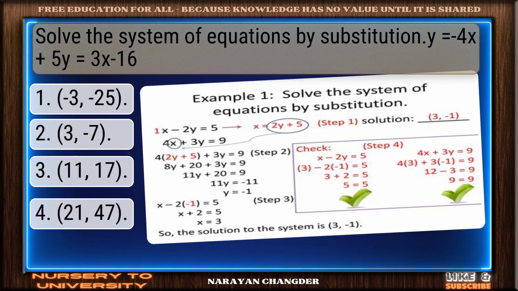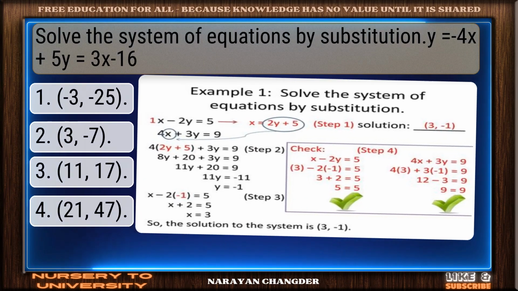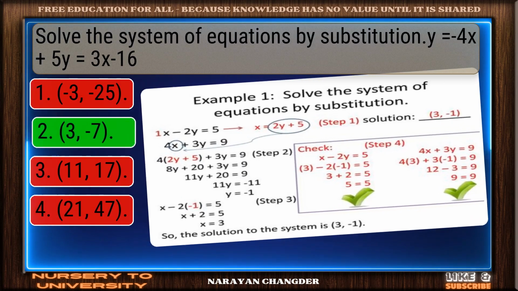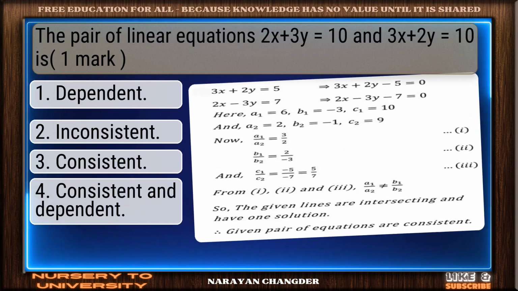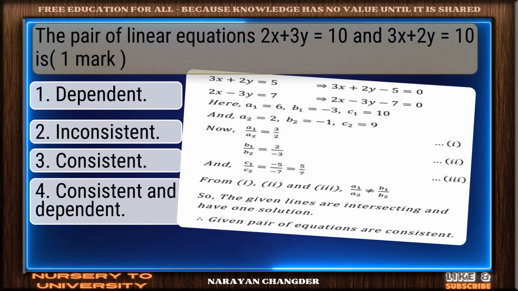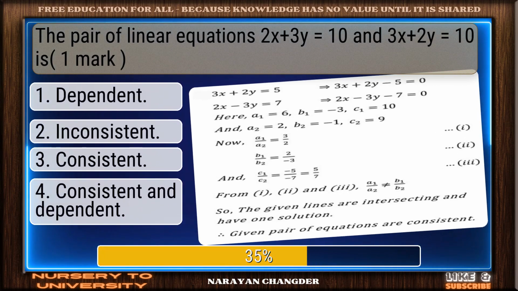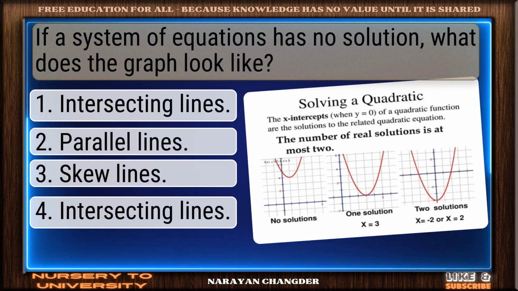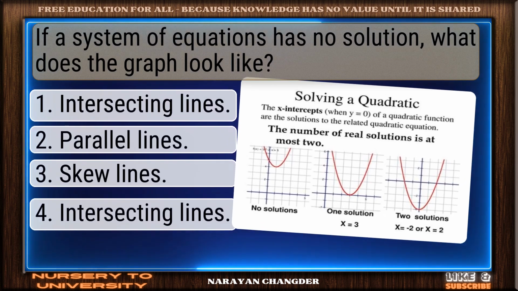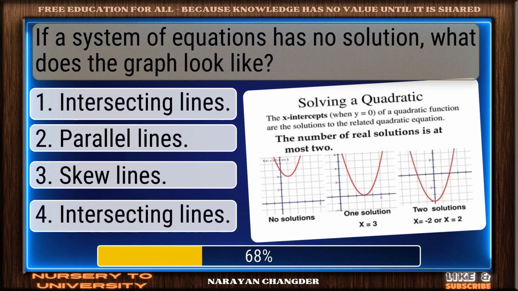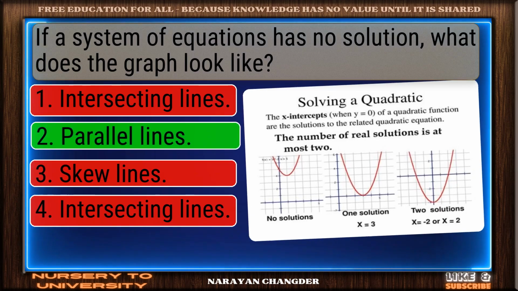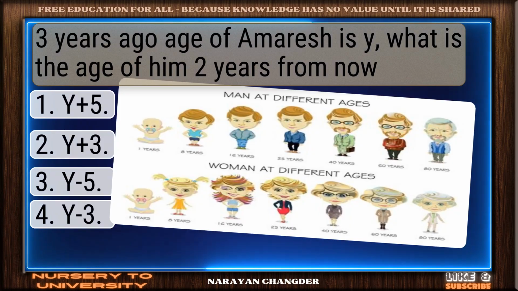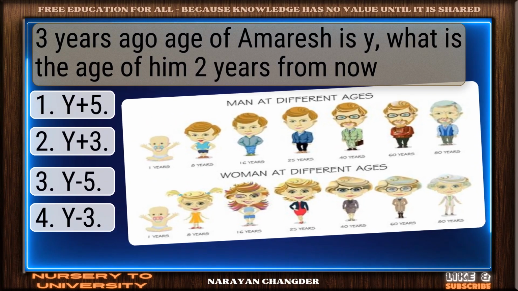Solve the system of equations by substitution. y equal to 4x plus 4, y equal to 3x minus 16. Solid response is valid. The pair of linear equations 2x plus 3y equal to 10 and 3x plus 2y equal to 10 is. Right choice. Consistent is best. If a system of equations has no solution, what does the graph look like? You got it. Parallel lines fits. 3 years ago, age of Amaresh is y. What is the age of him 2 years from now?